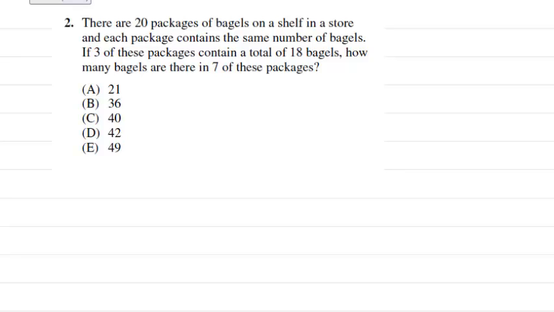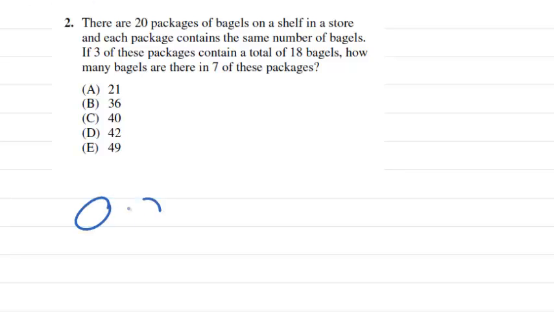Here's a problem from College Board's 2002 practice test. There are 20 packages of bagels on a shelf in a store, and each package contains the same number of bagels. 3 of these packages contain 18. How many bagels are there in 7 of the packages?